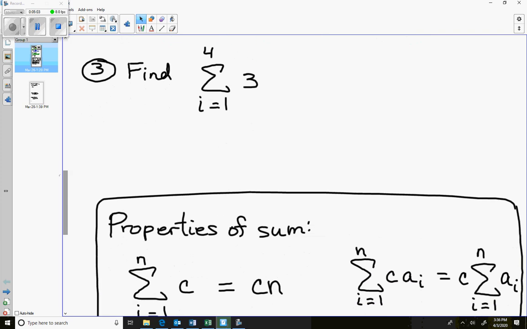Next one. Find the summation i equals 1 to 4 of 3. Now this seems a little confusing because there are no i's in the general term. So first time through the loop, i is 1. What do we get? Just a 3. Everywhere you had an i, plug in a 1, but there were no i's. Now we increment the i. Now i is 2. When i is 2, what do we get? 3. Now we increment the i. Now i is 3. We get 3. And then lastly, i is 4. When i is 4, we get 3.